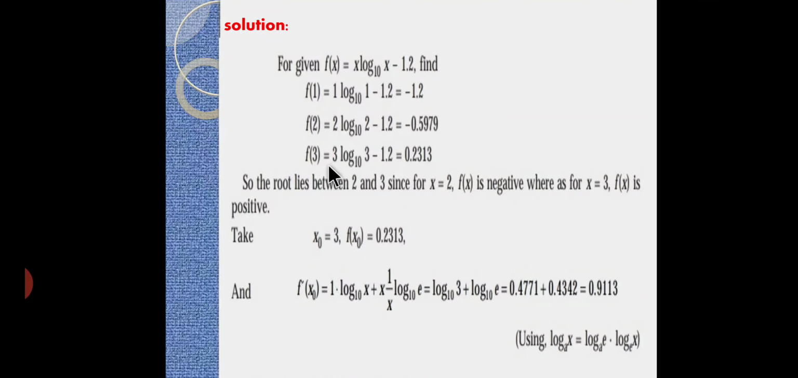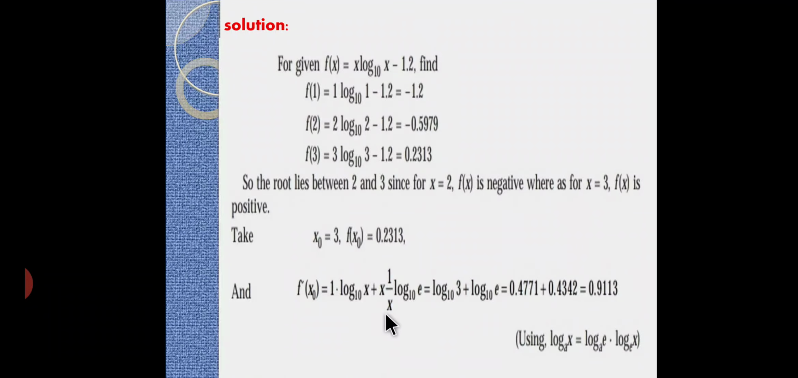0.2313. So here at x is equal to 2, f of 2 is negative, and at x is equal to 3, f of 3 is positive. So according to the intermediate value property, the root lies between 2 and 3. So take the initial value x naught is equal to 3 and find f of x at x naught. We get f of x naught is equal to 0.2313. Now we find the derivative of the given function, f dash of x.